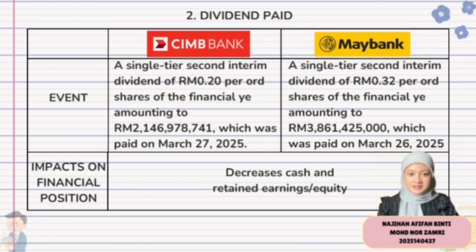The reduction in retained earnings. Because a dividend is a distribution of past profit, it must reduce the cumulative profit pool belonging to the shareholders. This reduces the equity section of the balance sheet.